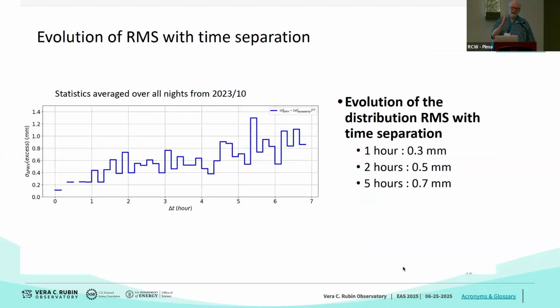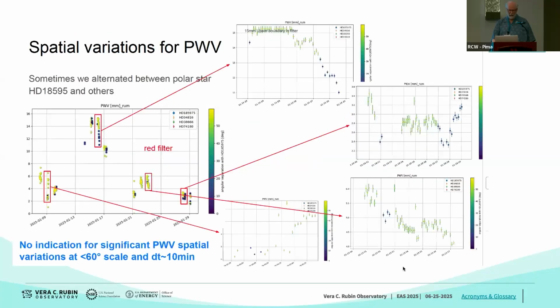And if you ask, if I take a measurement at time t and a measurement at time delta t later, how much does the water vapor change as a function of that lag? So that's what this plot is. The horizontal axis is delta t between measurements, and the vertical axis is delta precipitable water vapor. So you can sort of see the coherence time, the correlation time for water over your head is typically on the scale of hours.